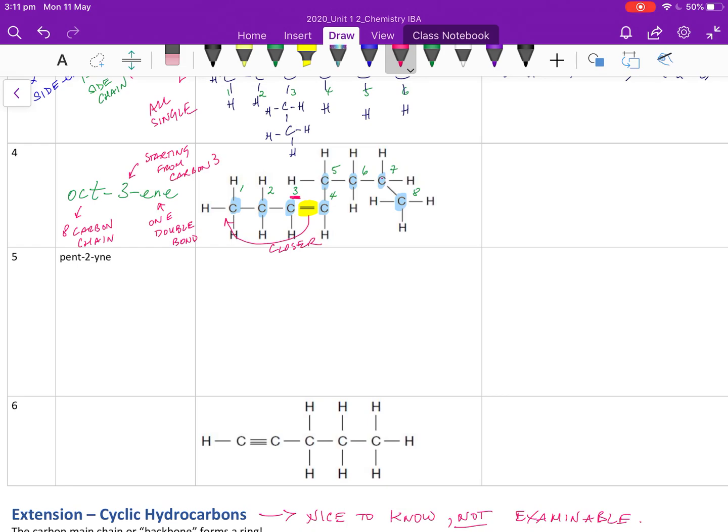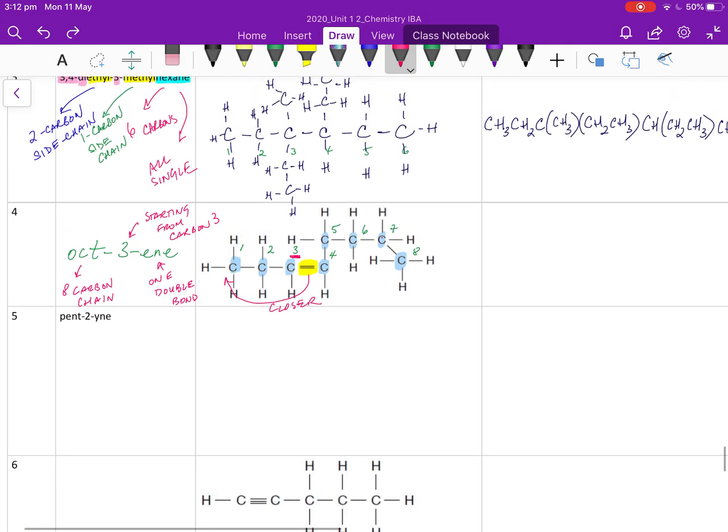Okay, so here's how we build our name. The ene tells me I have a double bond. The oct tells me I have an 8 carbon long chain. The 3 tells me that I have the double bond originating from carbon number 3. And I only have 1 double bond. Were I to have 2 or more, I would have to start putting prefixes in front of the ene. If I had 2 double bonds, then it would be a diene. If I had 3 double bonds, I would have a triene, and so on and so forth. So that's how we name this molecule when it's given to us.